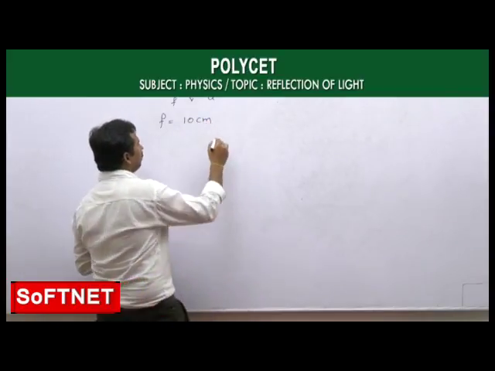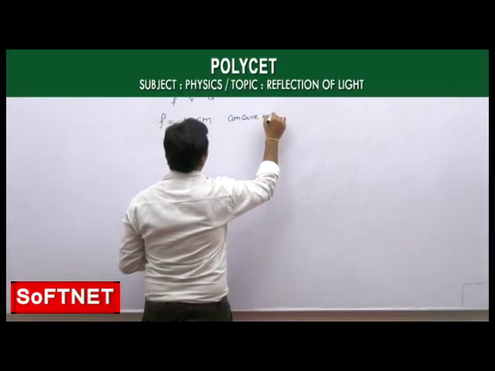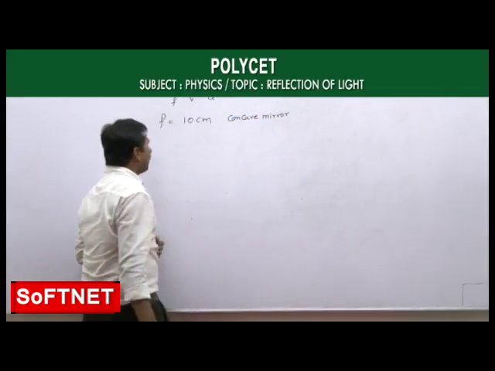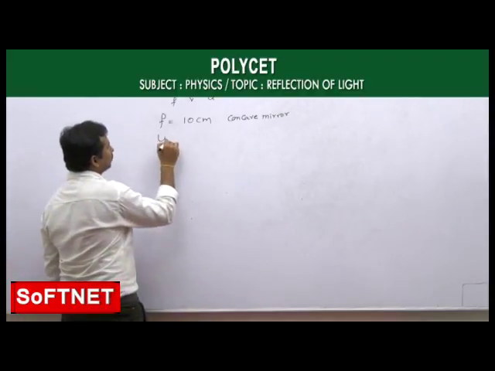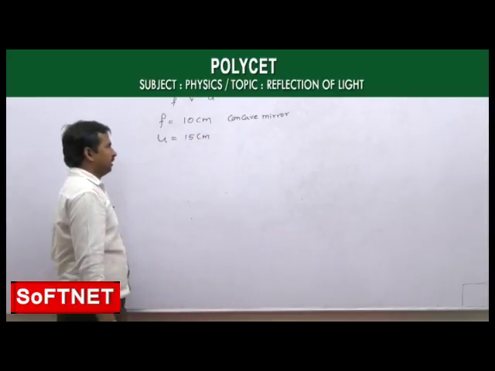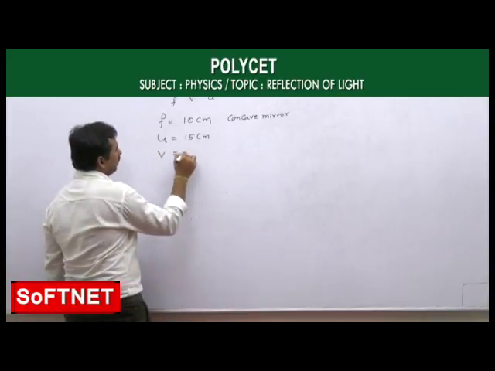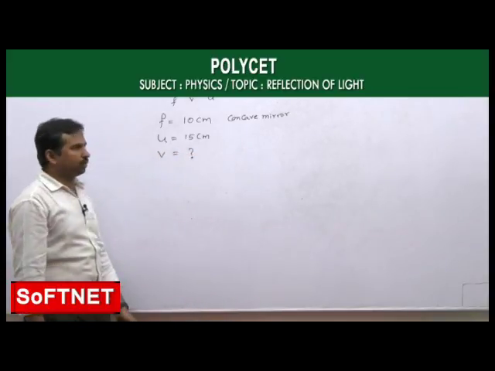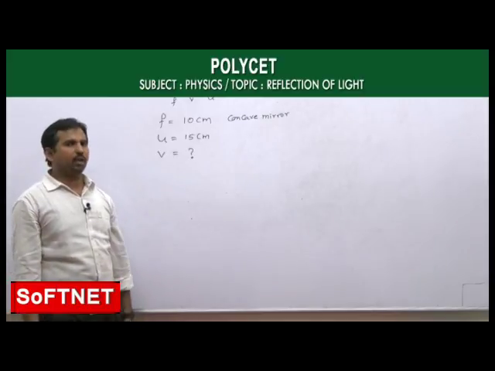Okay, and here we are using a concave mirror. As the focal length is given as 10 centimeters, let us suppose the object distance is given as 15 centimeters. Then what we have to find is the image position. We have to find the image position. Only two steps we have to follow here.